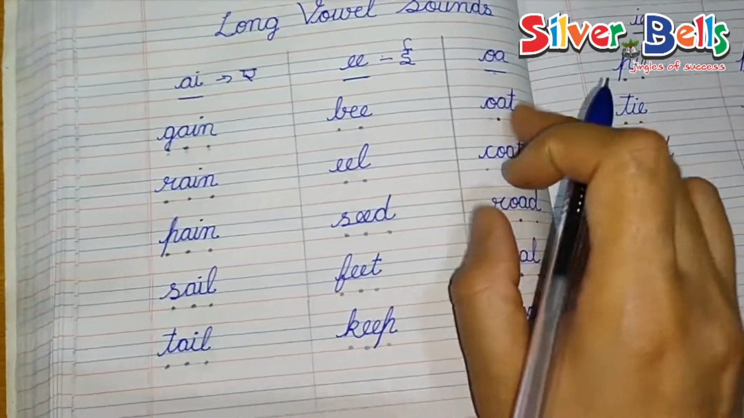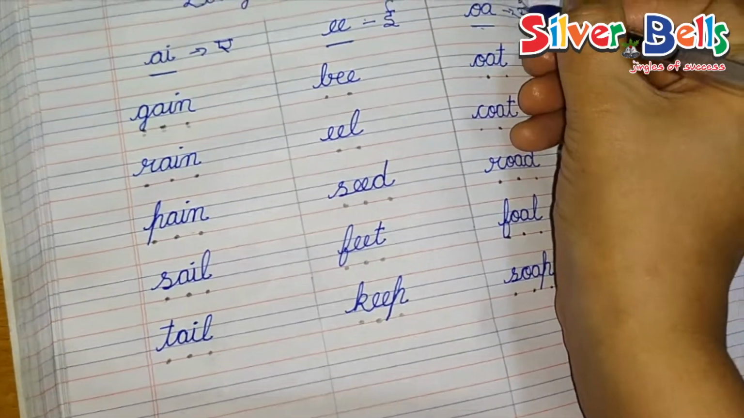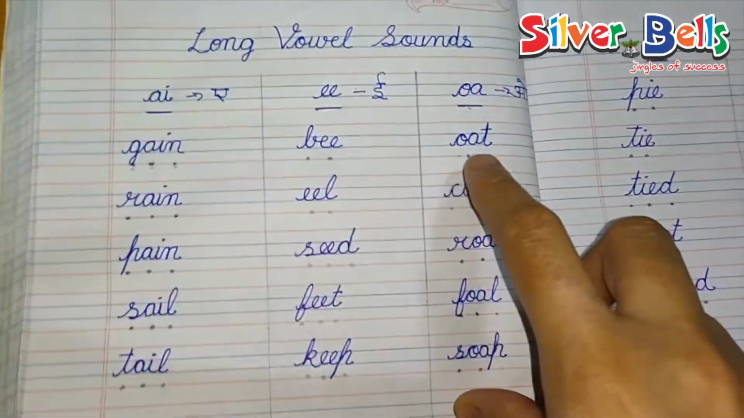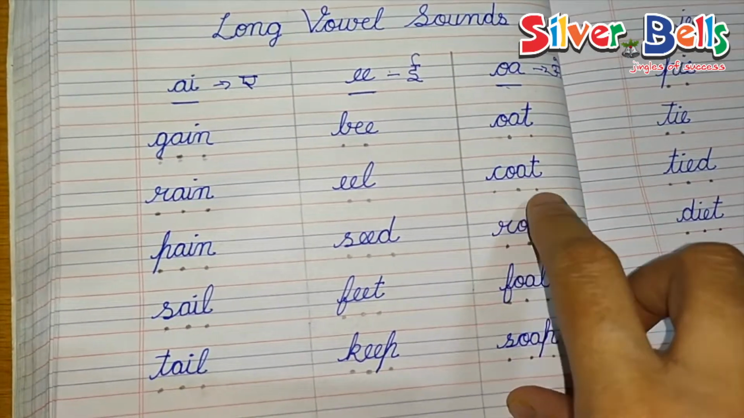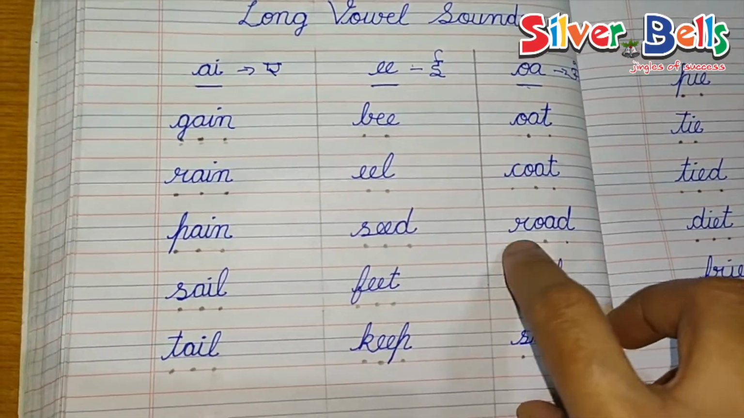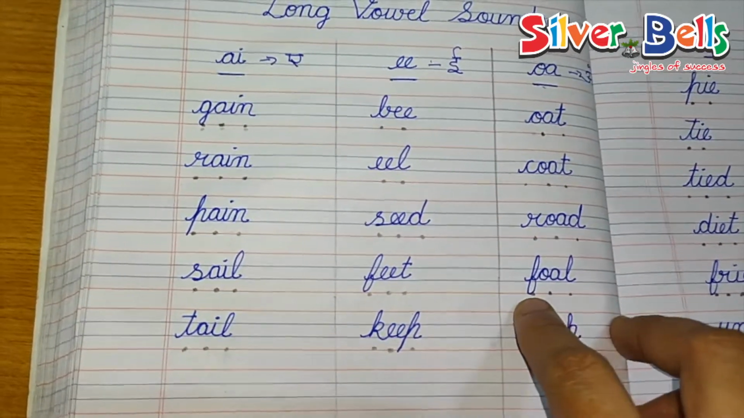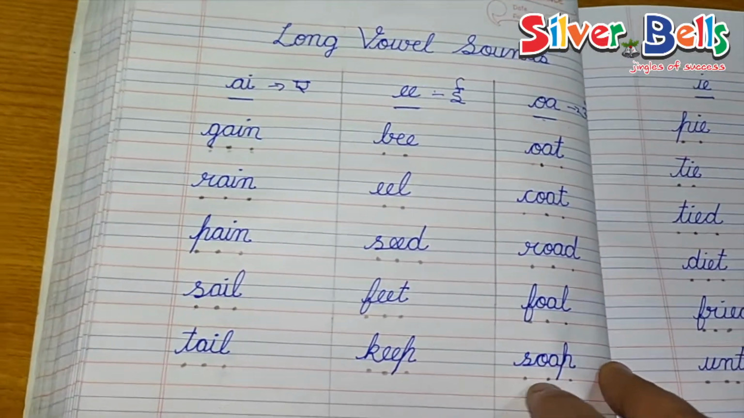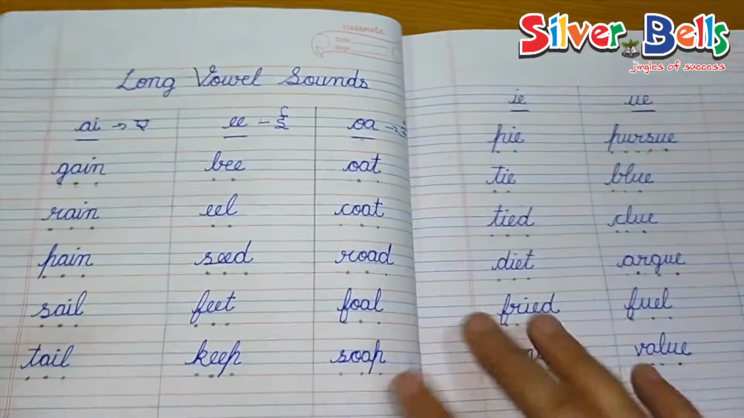Now, OA. OA makes the sound O as in O say Oakley. Okay? Oat, oat. K, oat, coat. R-O-D, road. F-O-L, foal. S-O-P, soap. OA says O. Very good.